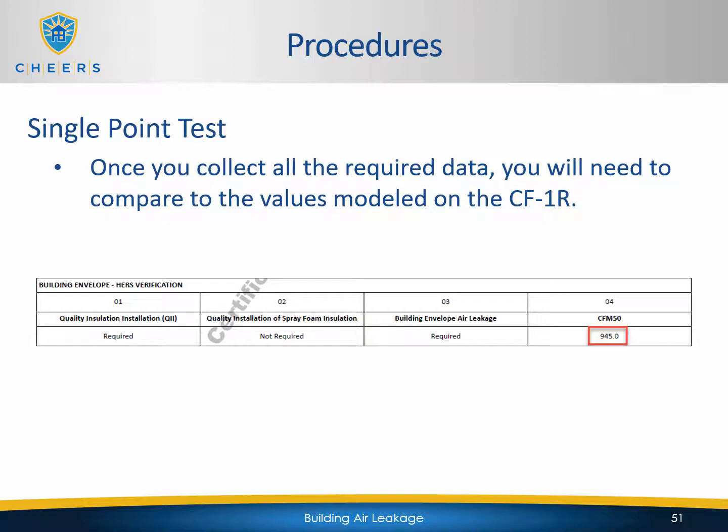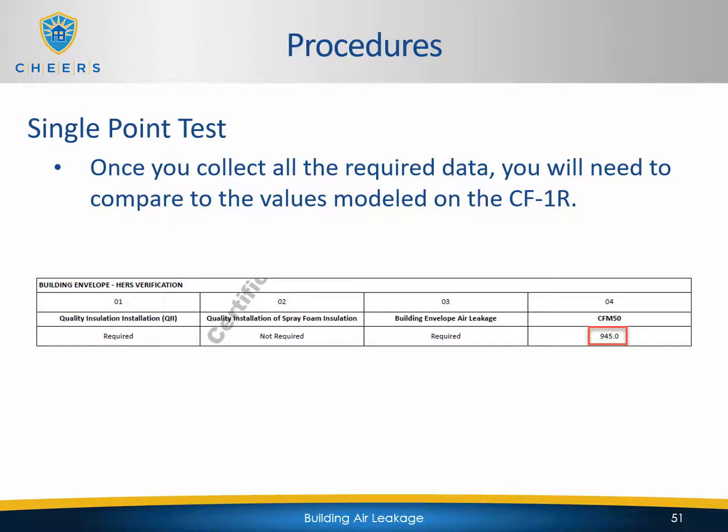Now, once you've collected all of the required data, you will need to compare to the values modeled on the CF1R. If you look at the PDF of the CF1R that's generated, you'll want to scroll down until you find the building envelope HERS verification section, and then you look over there in column number 4, it lists the target CFM50. So you would need to be equal to or less than this value. Your test results will need to be equal to or less than the value that's displayed here, taking into account any adjustments that need to be made for elevation or temperature.